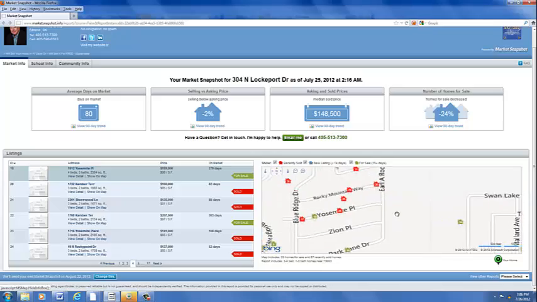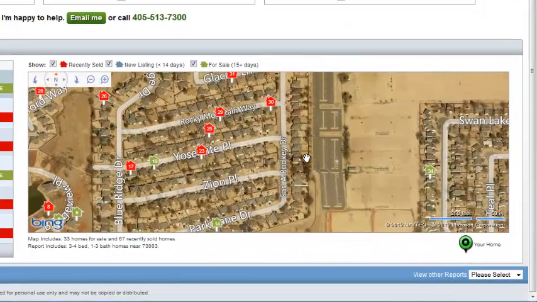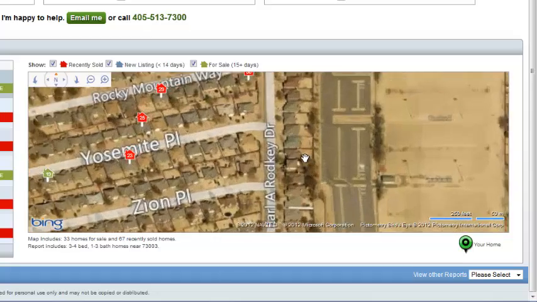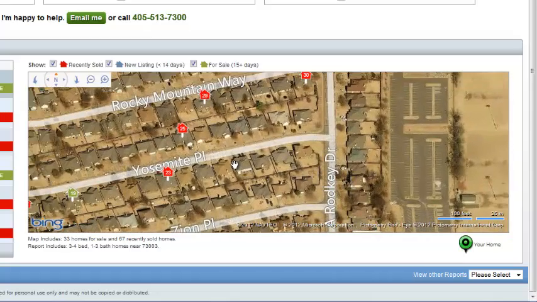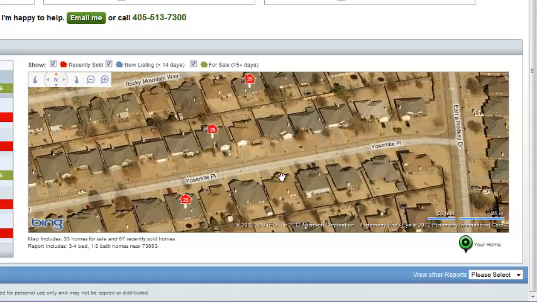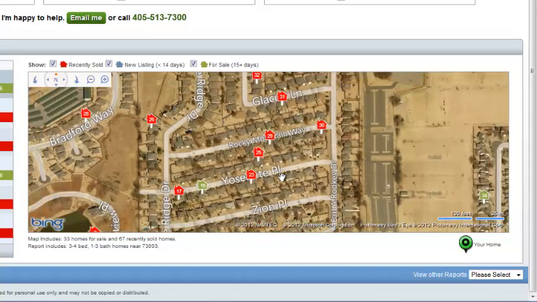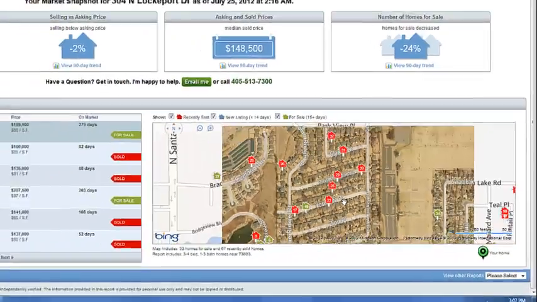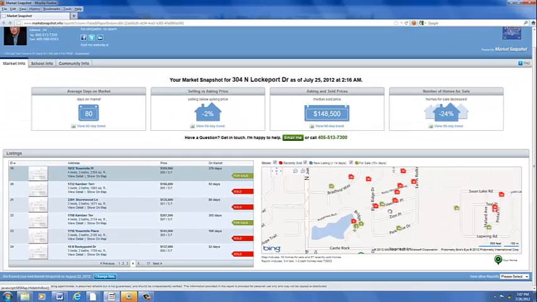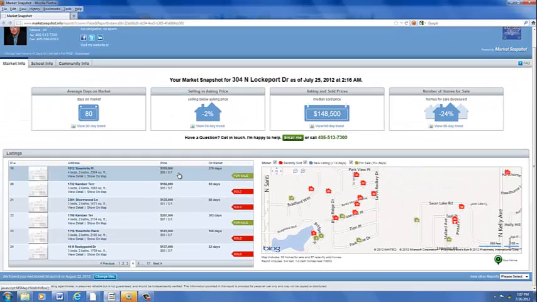Another cool thing about the map is you can zoom in, and when you zoom in, you get an aerial view of the property and the neighborhood. So that's some pretty cool stuff. You can zoom back out, and again, you can pan the marketplace there. So there's a lot of valuable information there.